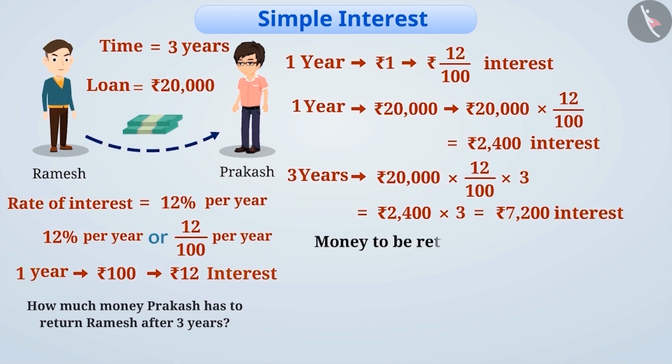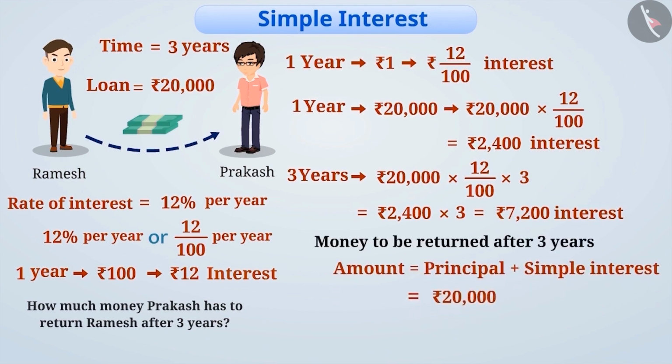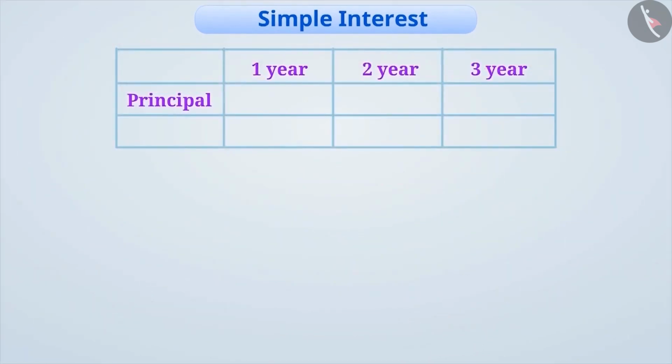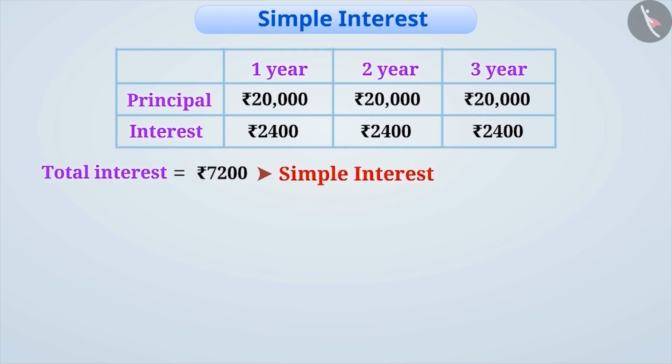Thus, the amount to be returned after 3 years is 20,000 principal plus rupees 7,200 interest, which is equal to rupees 27,200. There is an important point to be noted here. The principal is same for all 3 years. If principal is same for every year, then interest will also be the same. Interest calculated in this manner is called simple interest.